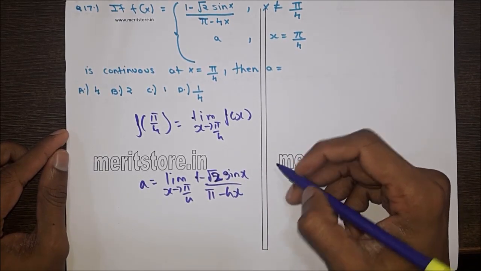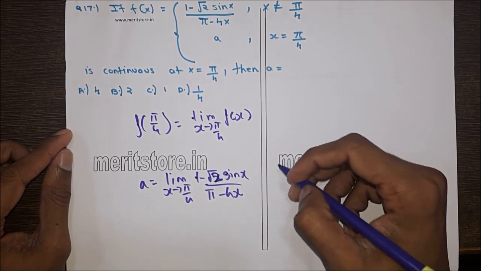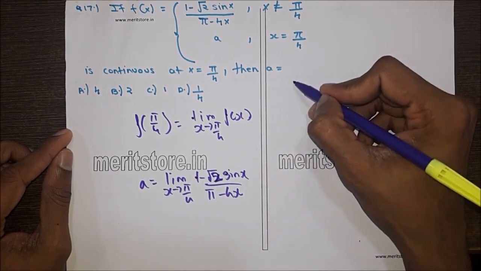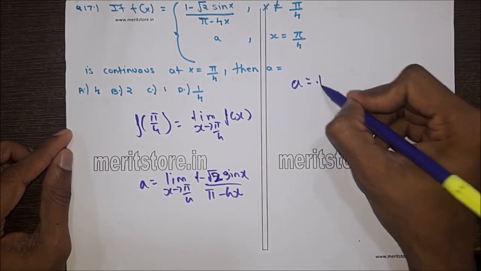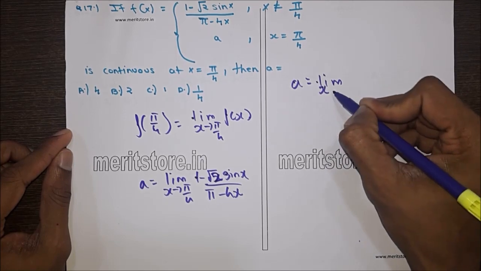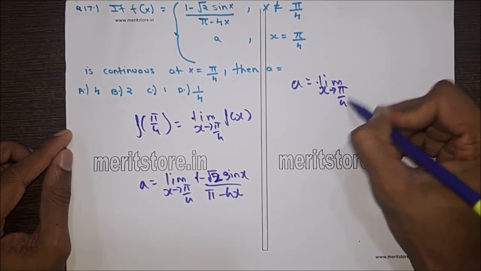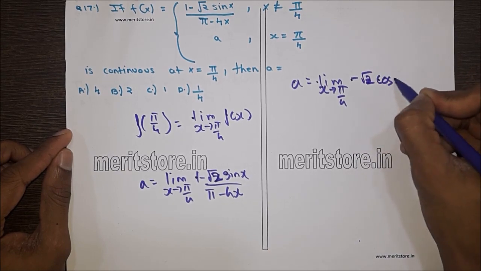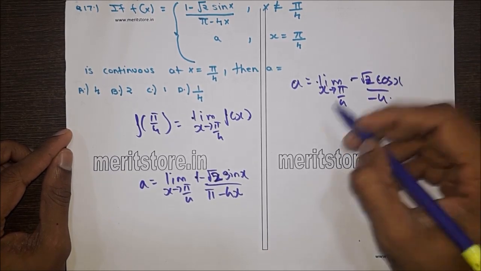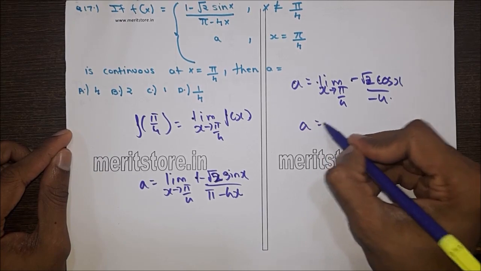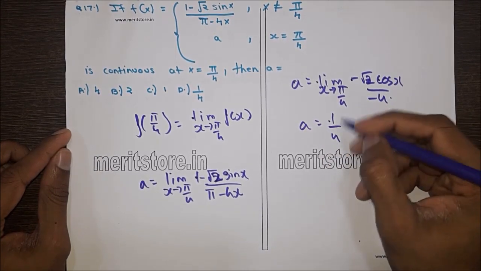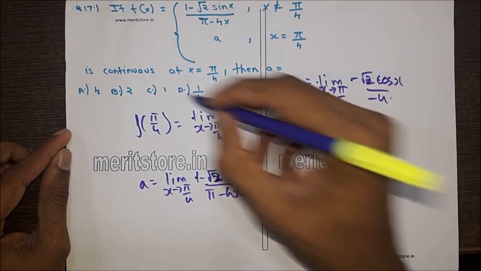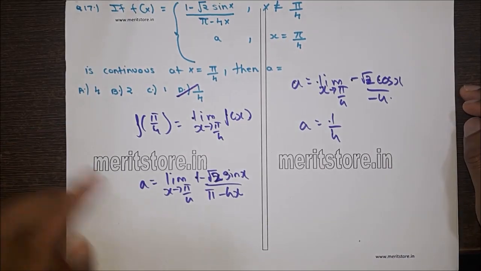Further applying L'Hospital's rule on the RHS side, we get a equal to limit x approaches to pi by 4 of (minus root 2 cos x) upon minus 4. Further solving, we get a equal to 1 by 4, which matches with option D. Therefore, option D is the correct answer.